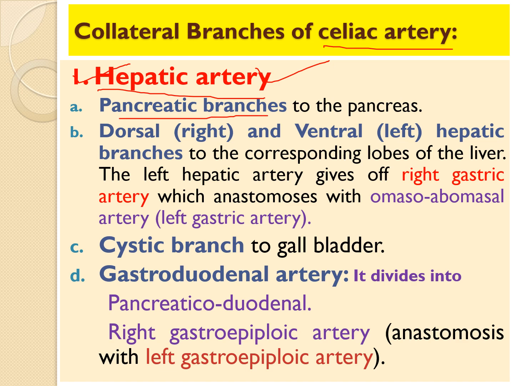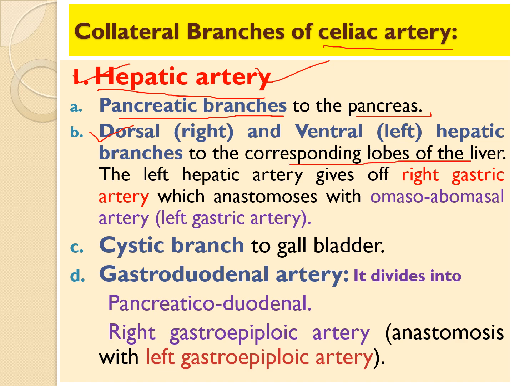The pancreatic branches supply the pancreas. The pancreatic branch arises from the hepatic artery. The hepatic artery in turn arises from the celiac artery, and the celiac artery in turn arises from the abdominal aorta. And the next collateral branches of the hepatic artery are the right and the left hepatic branches.